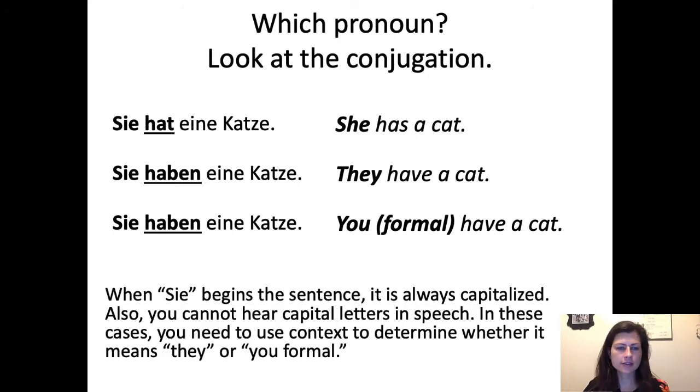So when sie begins a sentence, it's always capitalized. So you just have to guess based on context whether this is going to be you formal or they. And also when people say this out loud, you're not going to be able to hear it. So that would also have to be based on context. But the whole point of pronouns is that they replace nouns that have already been established in the conversation. So the context will be there, because if the context weren't there, you'd be using a noun, not a pronoun. You don't use a pronoun the first time you introduce something, right? You only replace it after. So the context will be there to distinguish between those two.